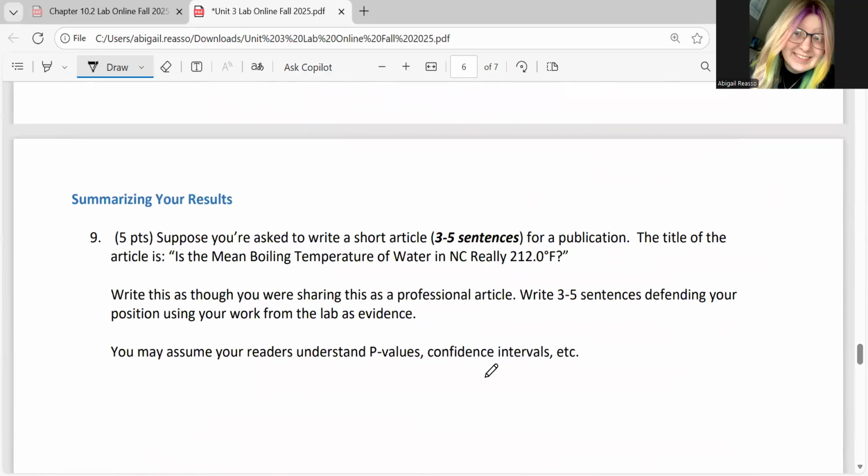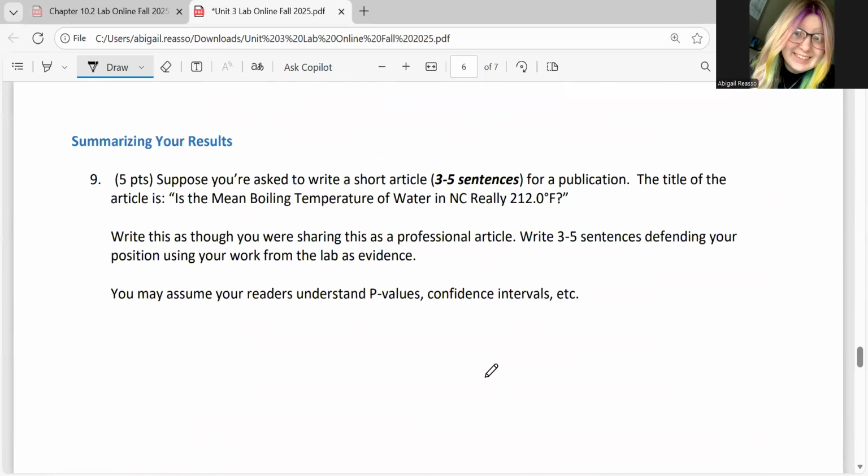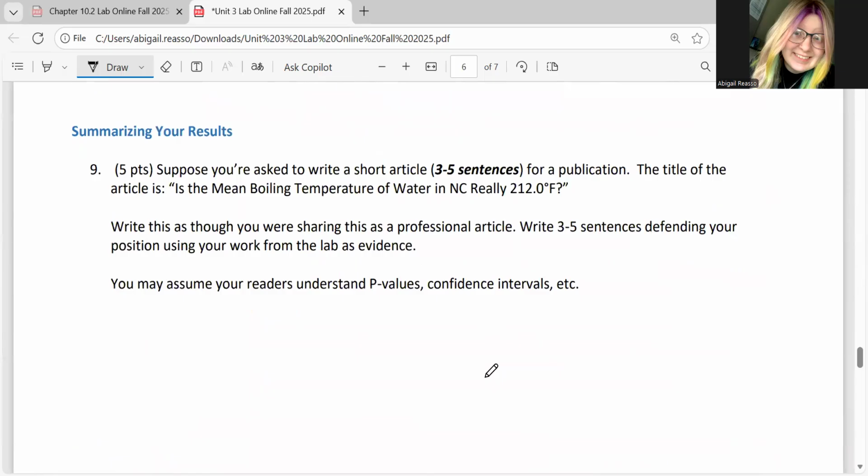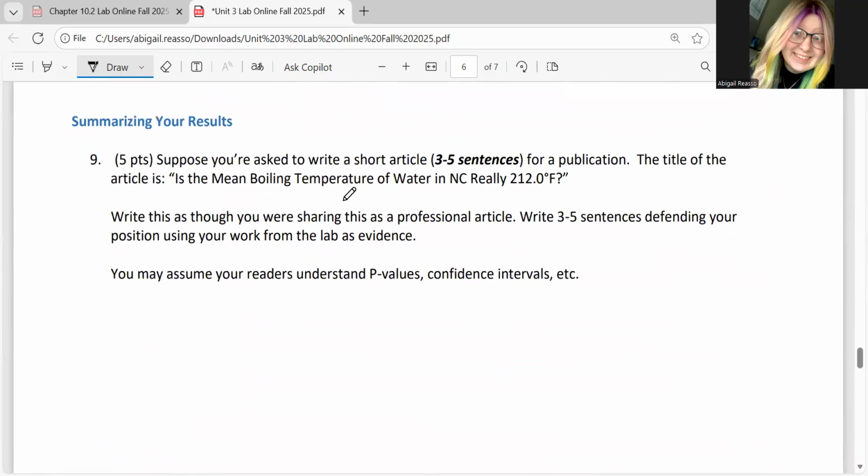Once we have all of that information, we're going to write an article. It's going to be a short article, 3 to 5 sentences. And you're going to write this article as a professional. You should be defending your position on, is the mean boiling water in North Carolina really 212 degrees Fahrenheit? So you can assume your readers understand p-values, confidence intervals, and etc., but you should make sure you are being specific and using values and conclusions from the previous answers that you received in the lab.